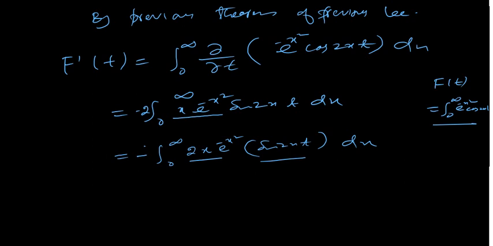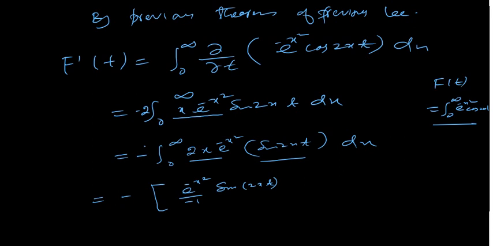Okay, because you can put x square equal to y, then 2x dx will be equal to dy, so it will be e power minus y dy, which is equal to e power minus y by minus 1, that's equal to e power minus x square by minus 1. So this integration of this function is equal to e power minus x square divided by minus 1, into the differentiating function, that is sine of 2xt.